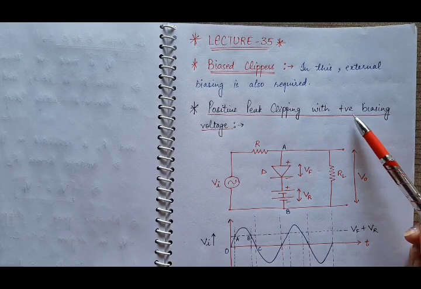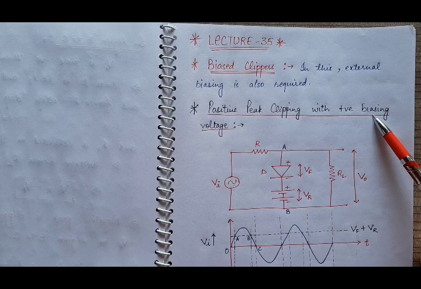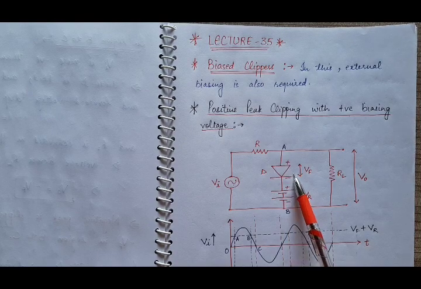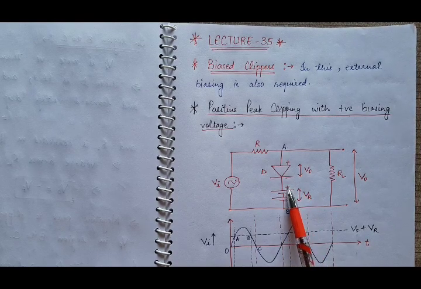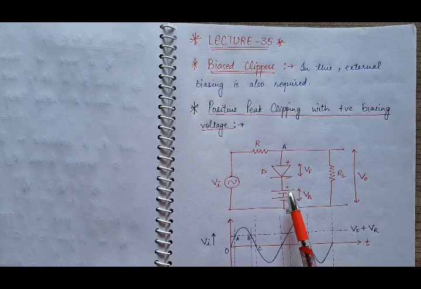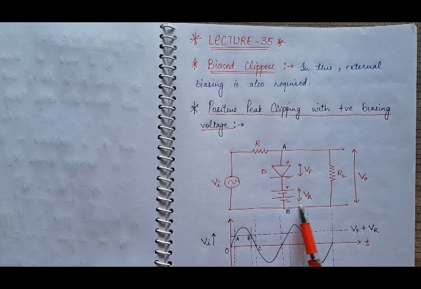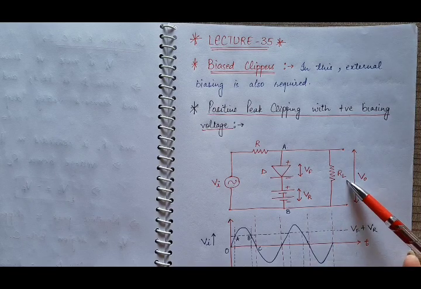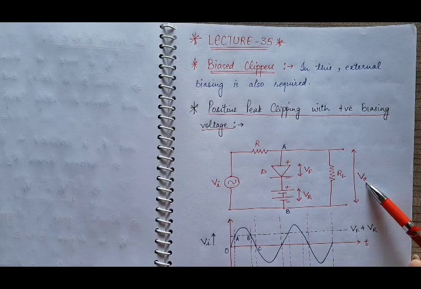And here we are discussing the case of positive external biasing. This is the external biasing voltage provided to the diode, and the positive terminal of the external biasing is connected to the diode. That's why this biasing is positive. Suppose this biasing voltage is equal to VR, and this is the load resistance RL across which we take our output signal, V0.